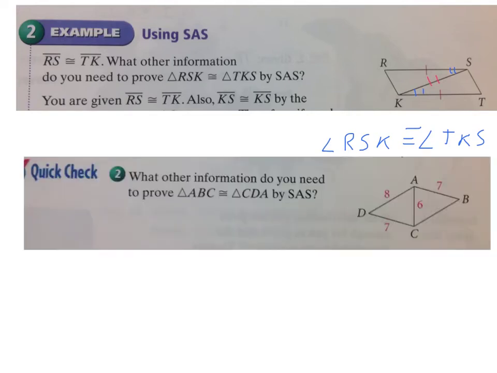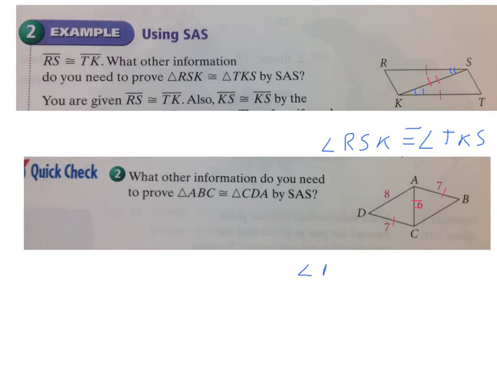Now let's see if we can do quick check number 2. What additional information would we need to prove these two triangles congruent? Triangle ABC and triangle CDA. Well, we know that DC is congruent to AB because they both have 7s on them. AC is congruent to itself by reflexive. So we need the included angles to be congruent.